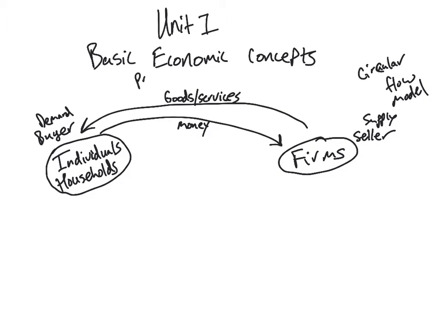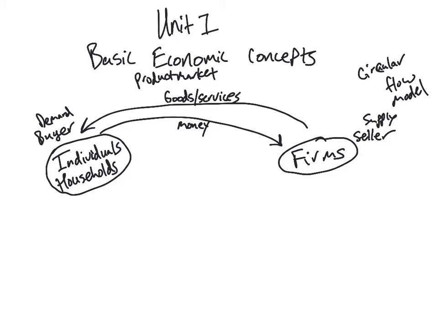This is what's called the product market. We'll talk about the nature of the product market. We'll talk about supply and demand and how prices are determined. We'll talk about how markets are competitive or lack competition. We'll talk about monopolies and perfect competition. Talk about all of that good stuff.